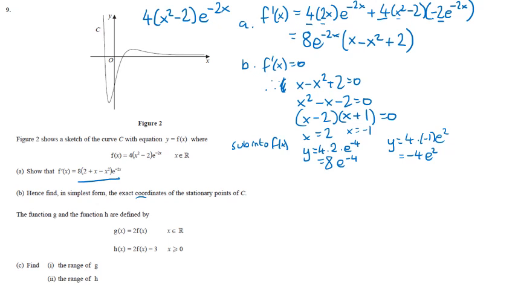Okay, the last part defines two other functions. So these are just transformations of the function. So first of all, g of x. g of x is just 2f of x. So what we can say, first of all, is that the range of g is just going to be twice the range of f. So let's find the range of f. Well, we know that from our diagram, this turning point must be minus 1 and minus 4e squared.